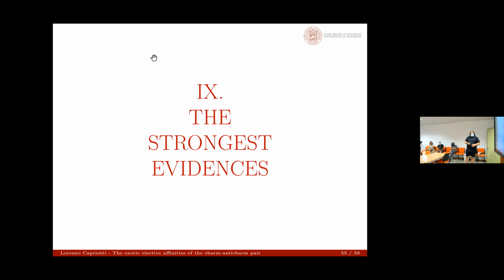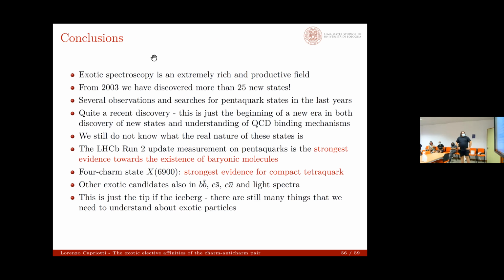Now, I'm just going to the conclusions. So exotic spectroscopy is, I hope I showed you, an extremely rich and productive field. We have discovered more than 25 new states since 2003. There have been observations and searches of pentaquarks in the last years, which is something that we couldn't actually predict maybe 5 or 6 years ago. This is quite a recent discovery, so it's just the beginning of a new era of discoveries and of understanding really how QCD works. This is just pure QCD binding.